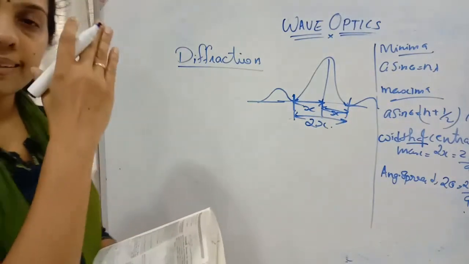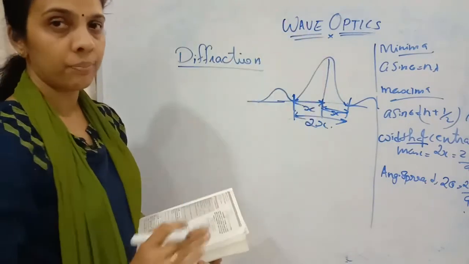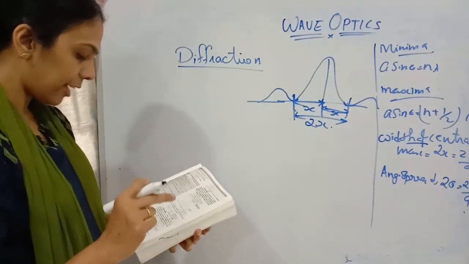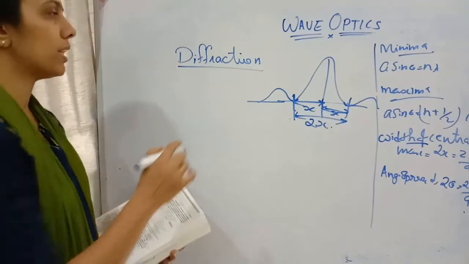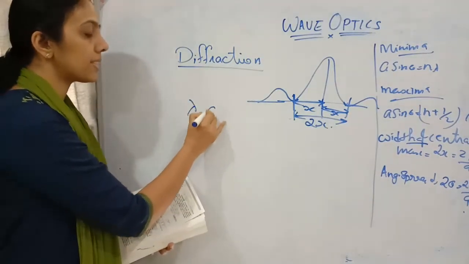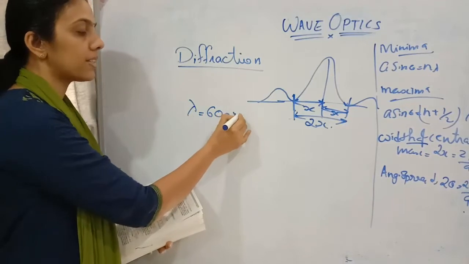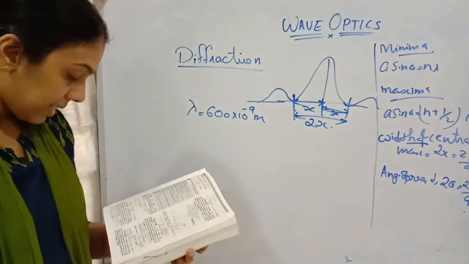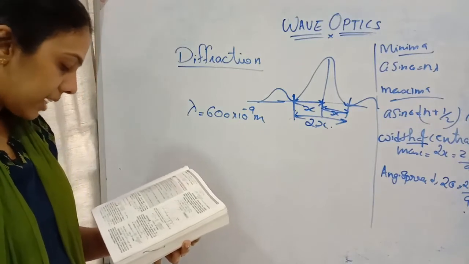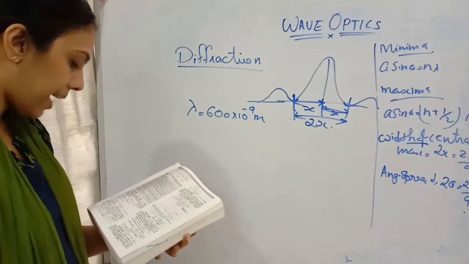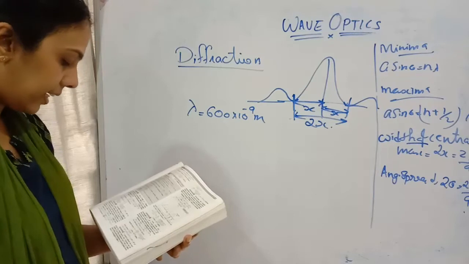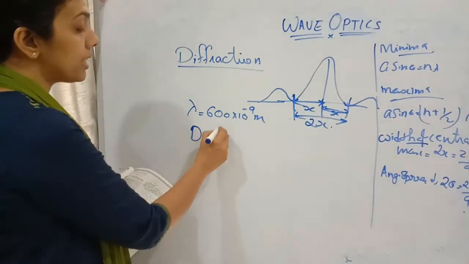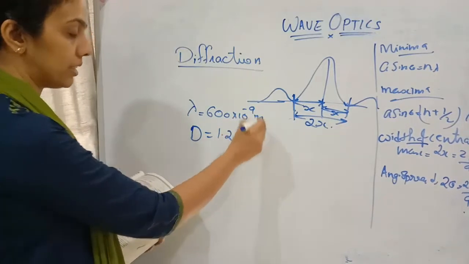Capital D is the distance from the slit to the screen. Here a parallel beam of light of 600 nanometer falls on a narrow slit. So the wavelength is given as 600 nanometer, that is 600 into 10 to the power minus 9 meter. The resulting diffraction pattern is observed on a screen 1.2 meter away. That means capital D is given as 1.2 meter.